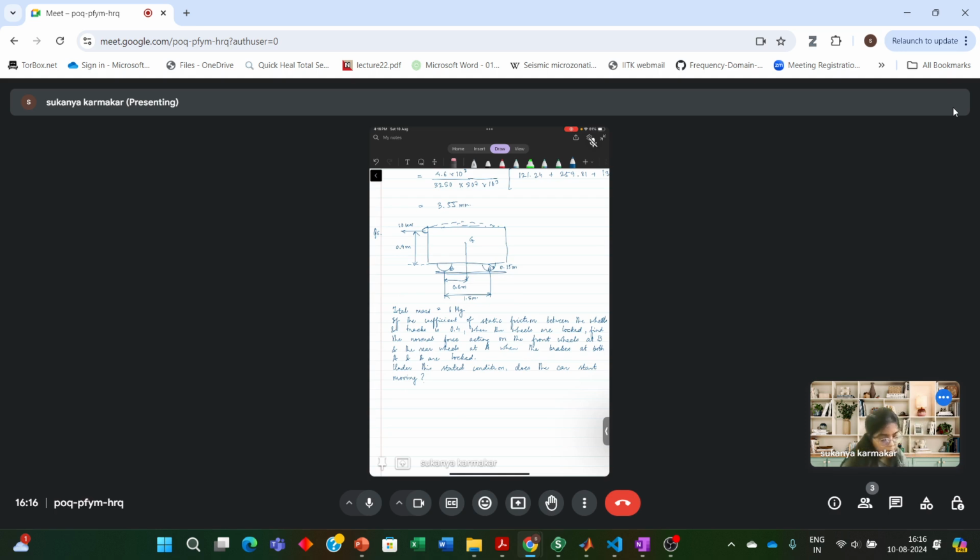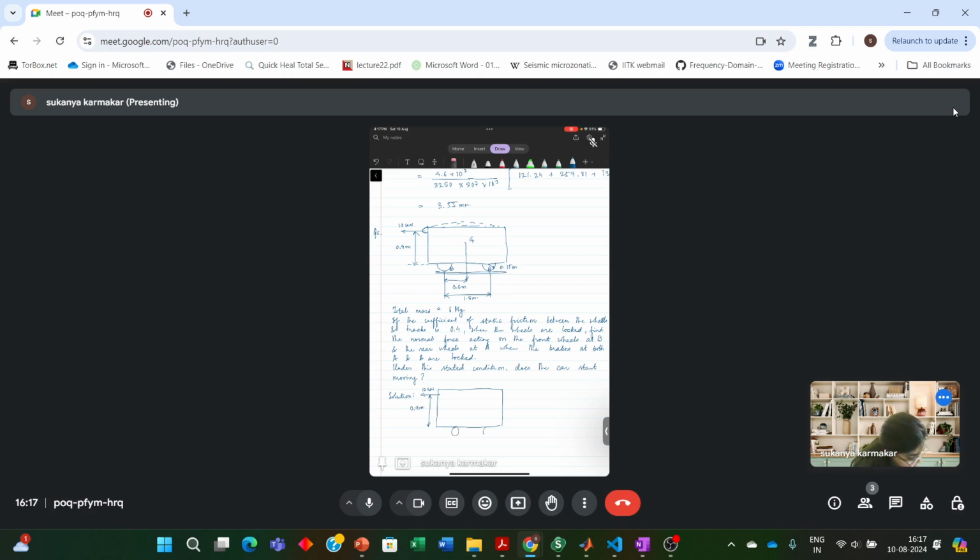So the first thing will be to draw the free body diagram of this vehicle and to find out the friction and the normal forces acting on the front wheel and the rear wheel. So you have a force of 10 kilonewton acting at this point, which is at a distance of 0.9 meter.